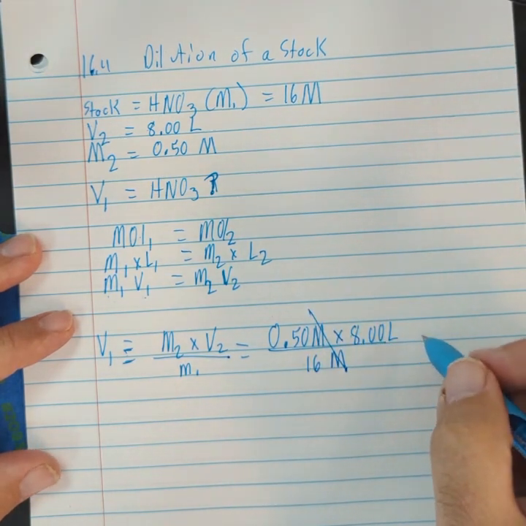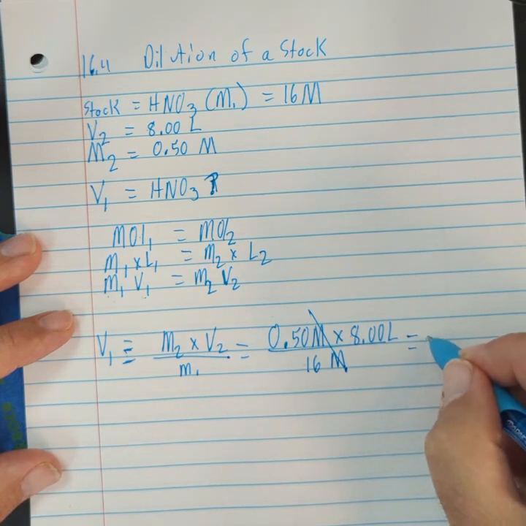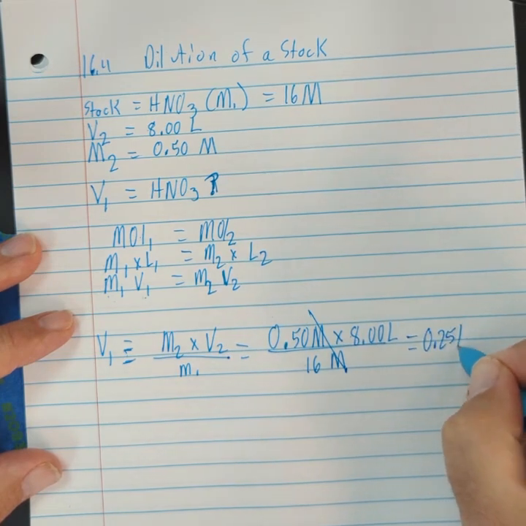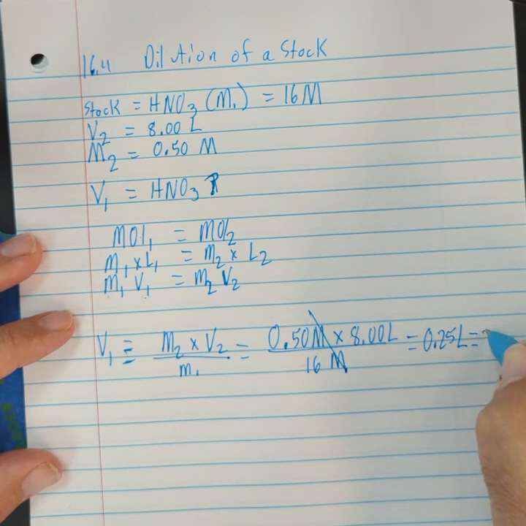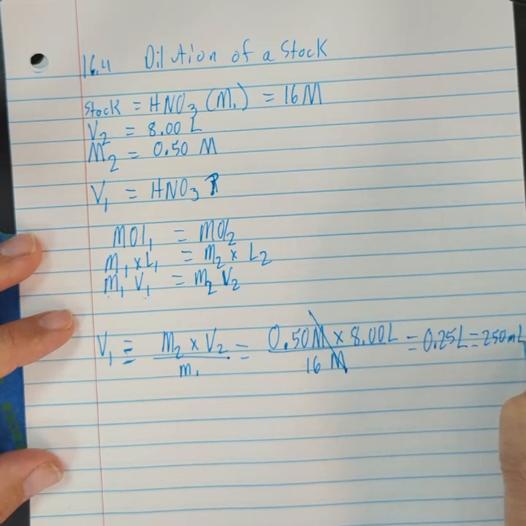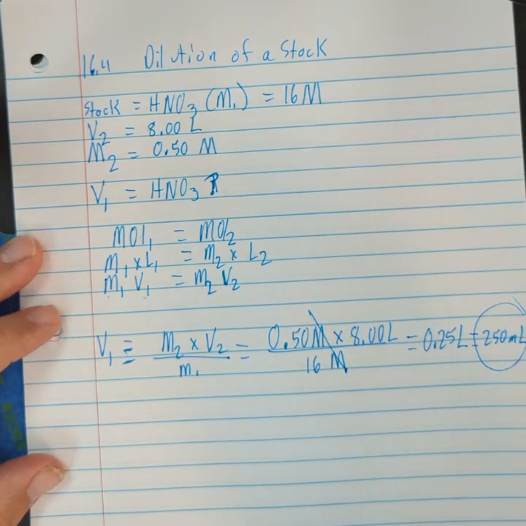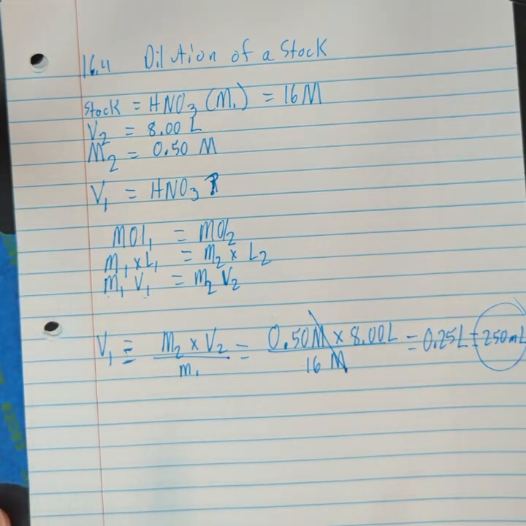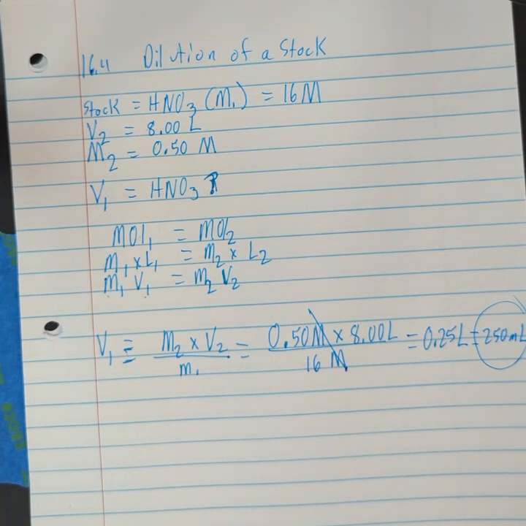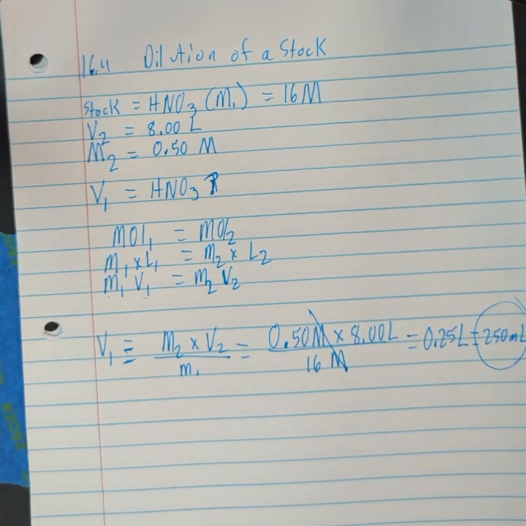We're going to be left with liters. That's going to give us 0.25 liters, or 250 milliliters. So then that is the answer to the question. 250 milliliters of the stock nitric acid solution needs to be diluted with water to a final volume of 8 liters. The dilution from 16 molar to 0.5 molar is a factor of 32. So it's 32 times more dilute.